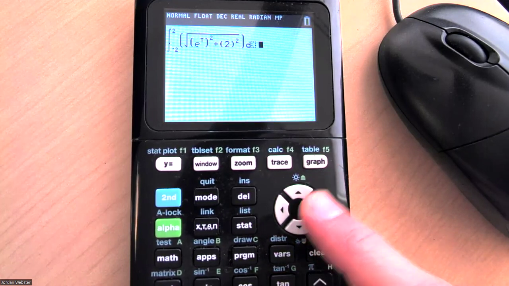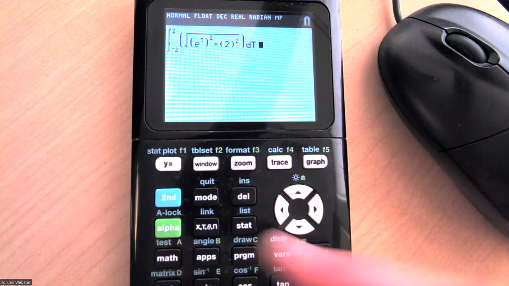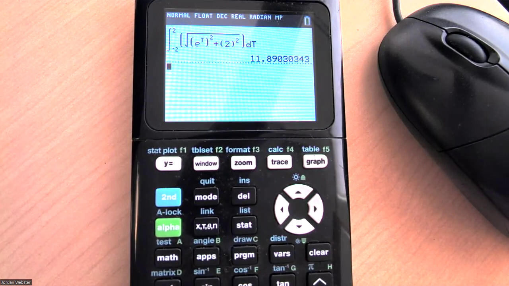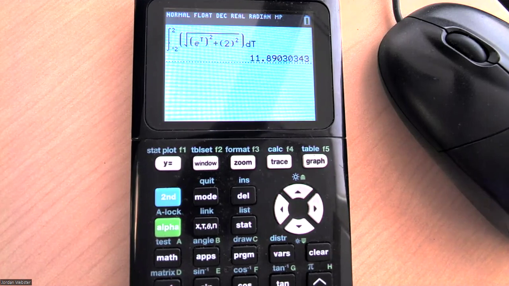Plus 2 squared. And then when I hit the variable in there, it's going to give me a t. So I get about 11.89.